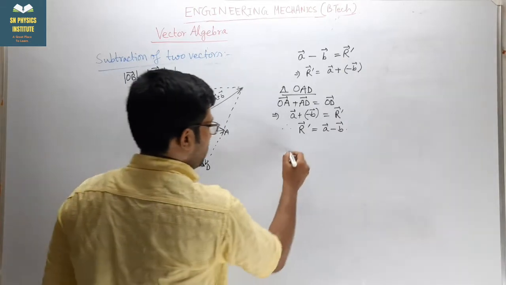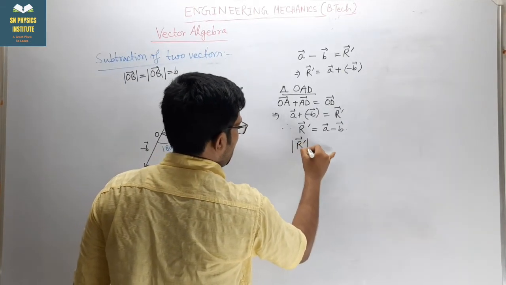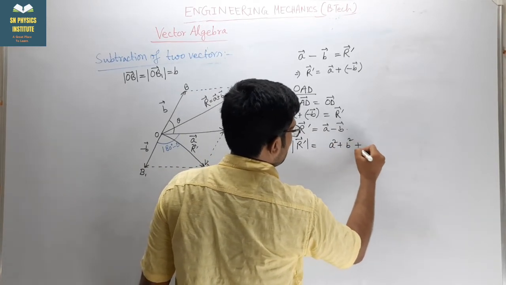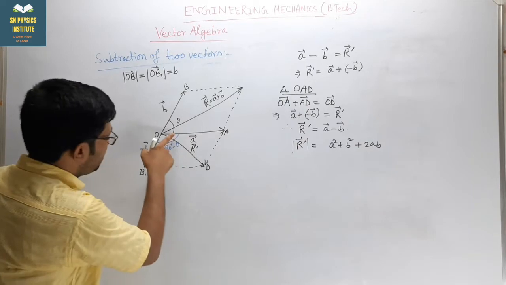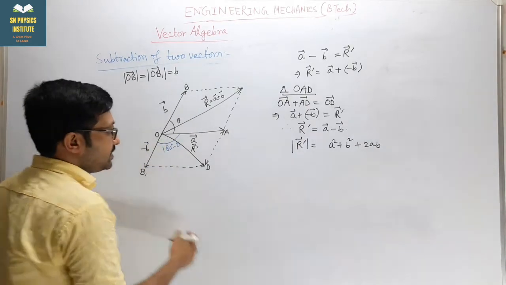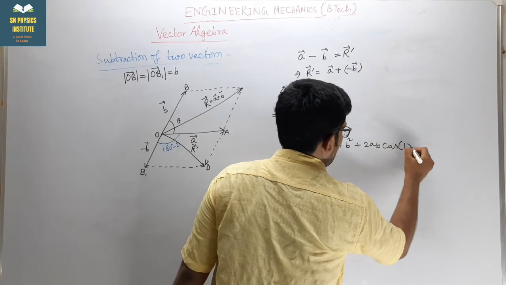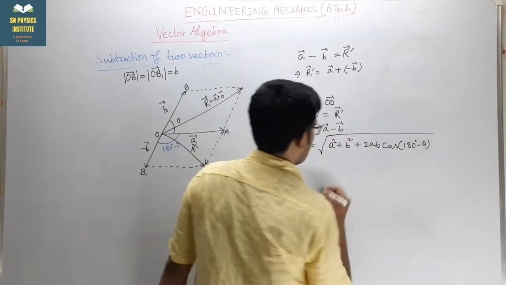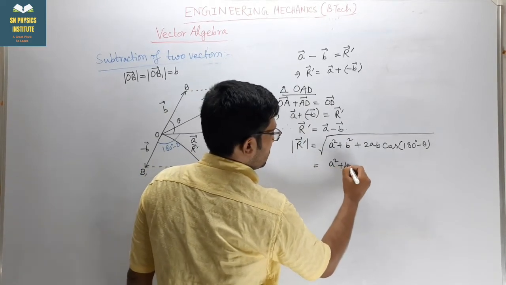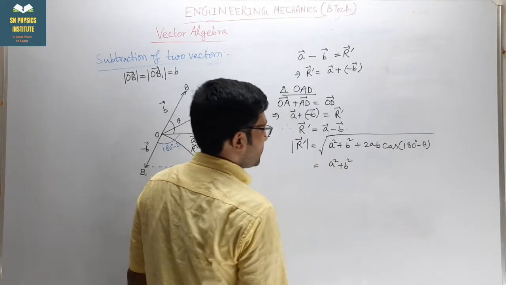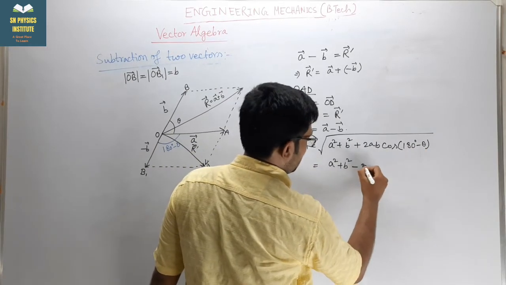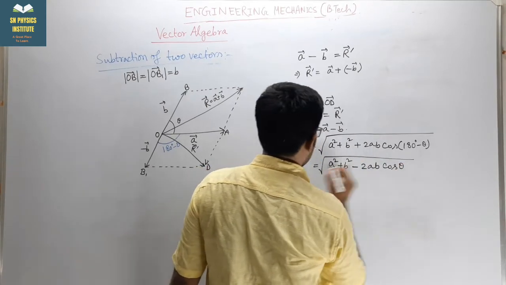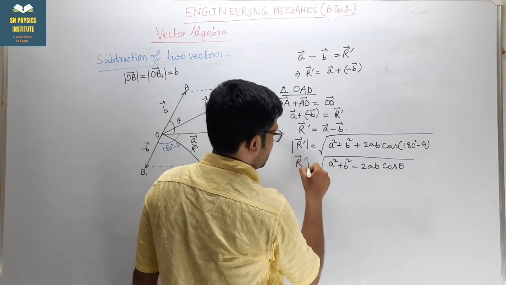And see, if you want to find out the magnitude of R prime, that is equal to square root of A square plus B square plus 2AB cos of the angle between them. What is the angle between them? 180 minus theta. So you can write here A square plus B square plus 2AB cos 180 minus theta. This becomes minus cos theta. So you can write here A square plus B square minus 2AB cos theta, under the square root. So this is the magnitude of R prime vector.